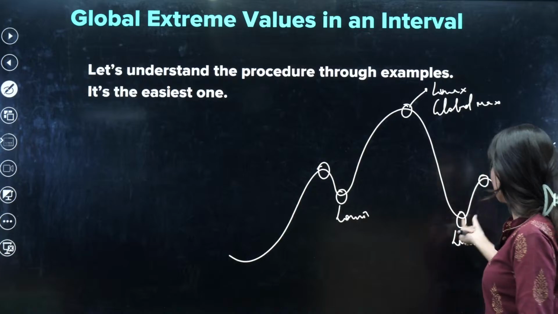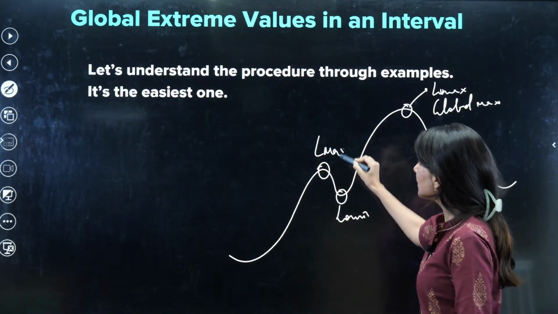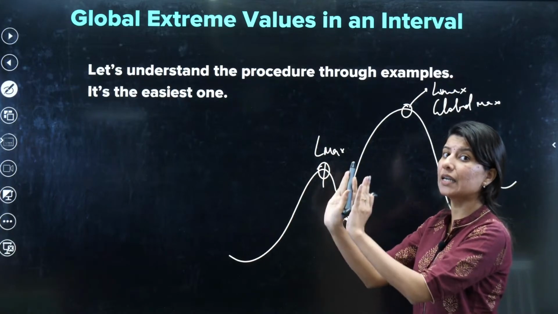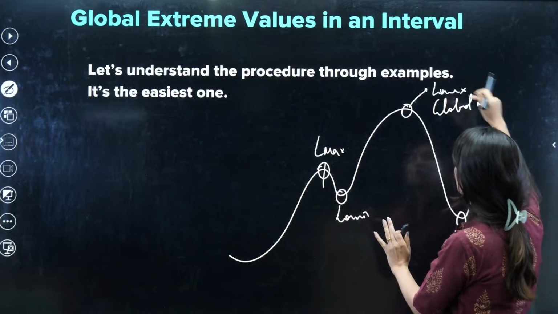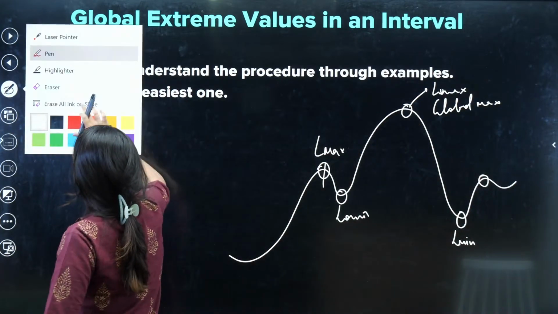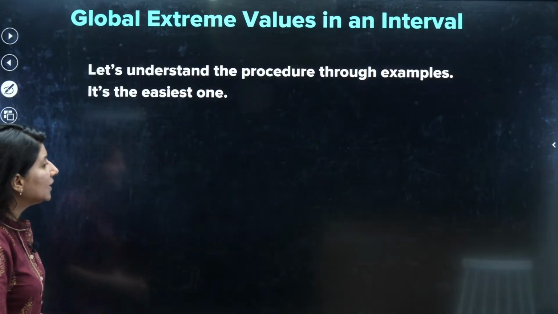These are the small peaks, okay? So this is again local maxima, because with respect to its neighborhood, it is bigger, it is greater. But if I talk about the overall graph, this value is greater. Okay, I hope that the agenda of global extreme value in an interval is clear.